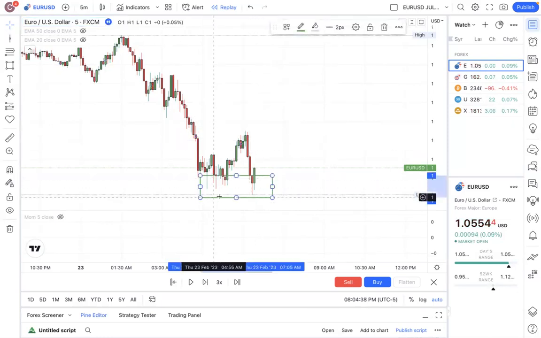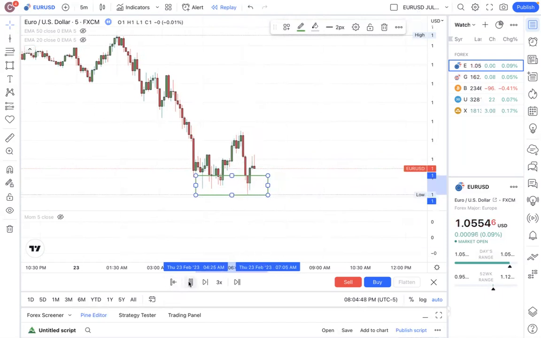Once you have your little box there, your rectangle where you're highlighting those wicks, just know once the market comes back down into that area, it's going to go up the other way. So we're going to play out. We're going to see what happens.